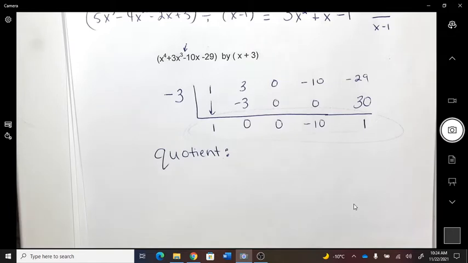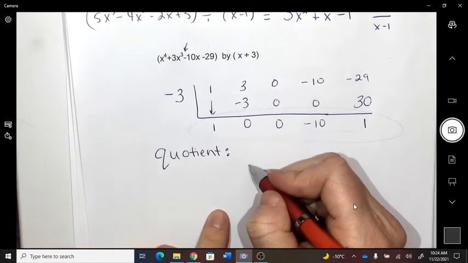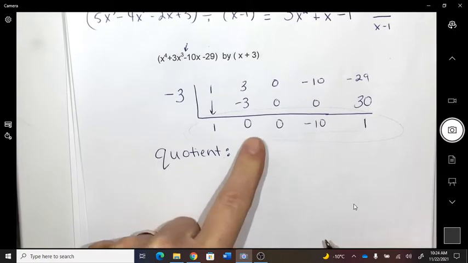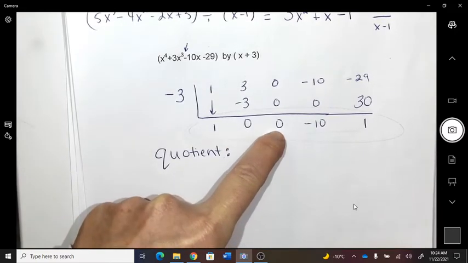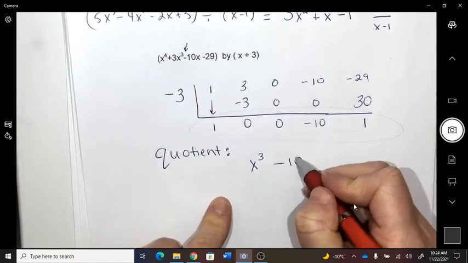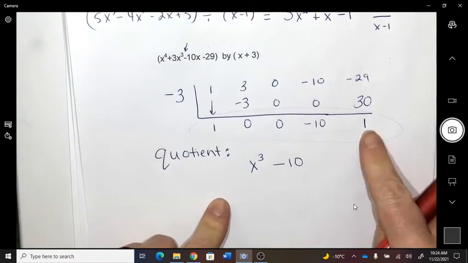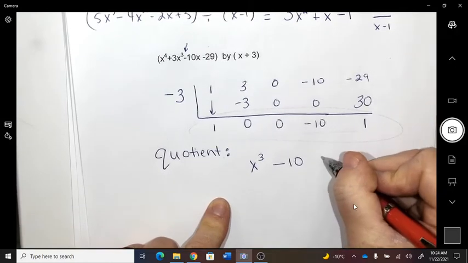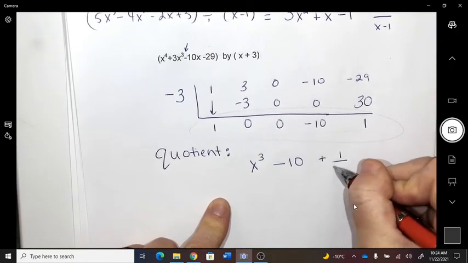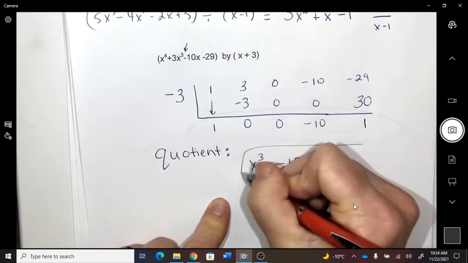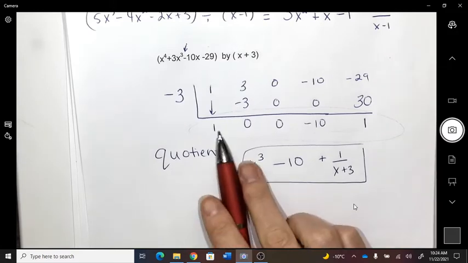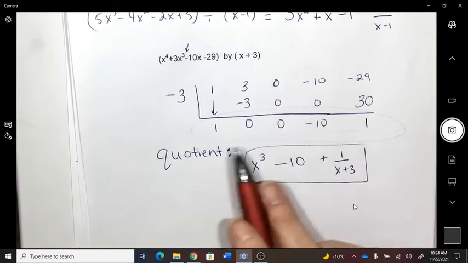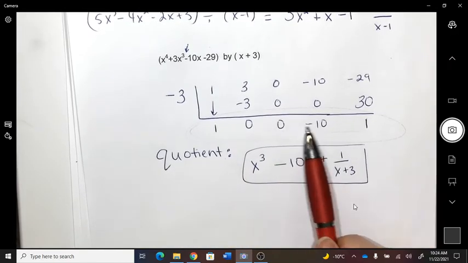Okay, so what is this 1? 1 what? X cubed. I'm not going to write this. No x squareds, no x's, minus 10. This is a remainder, so I'm going to write it as plus 1 over. I threw in some zeros there just to make sure you're following what each spot means, right? This is x cubed, x squared, x, number, remainder.